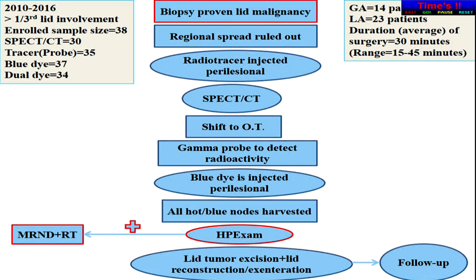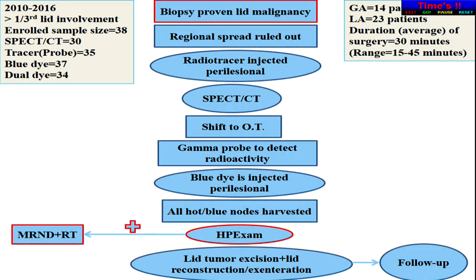We took patients with more than 1/3 of the lid involvement, except BCC. We could enroll around 38 patients. SPECT CT we could do in 30 patients, radio tracer in 35, blue dye in 37, and the dual dye technique was used in 34 patients. The procedure took on an average 30 minutes. These were patients with biopsy-proven lid malignancy.